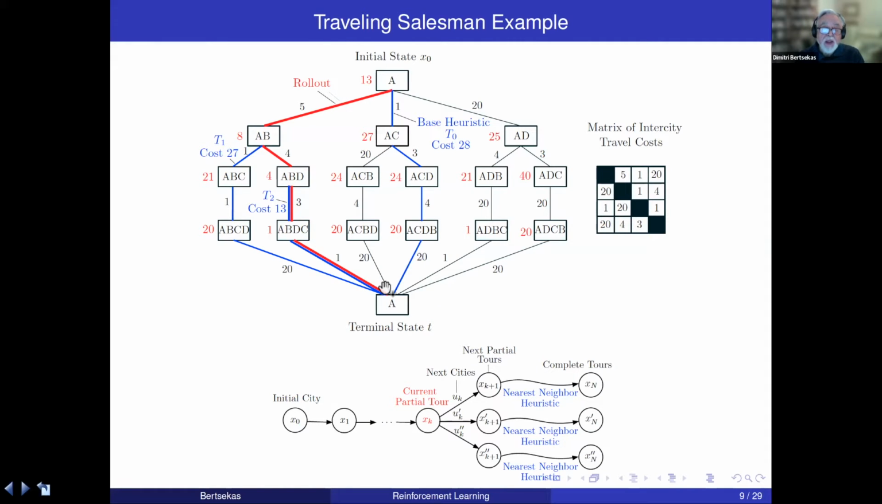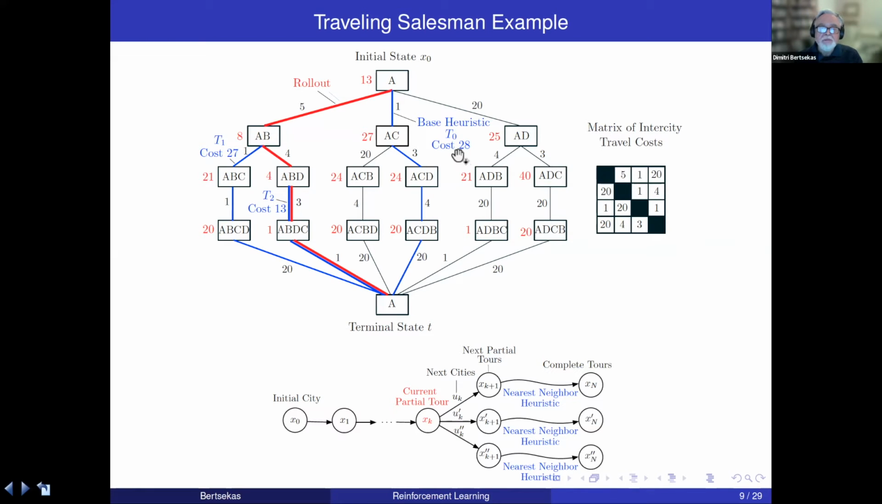So we started with a base heuristic with this trajectory. We did one step of rollout and we got to this trajectory, which is better. And then at this point, we got another step of rollout and we got this trajectory. And each time we improved the cost, and the rollout algorithm gave us 13, which is also the optimal cost, whereas the base heuristic gave us a cost of 28.